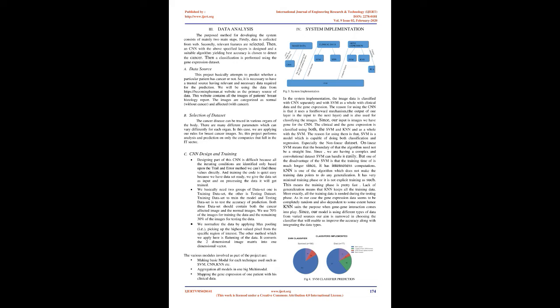We use 70% of the images for training the data and the remaining 30% of the images for testing the data. We normalize the data by applying max pooling, i.e., picking up the highest valued pixel from the specific region of interest. The other method which we apply here is flattening of the data. It converts the two-dimensional image matrix into a one-dimensional vector.